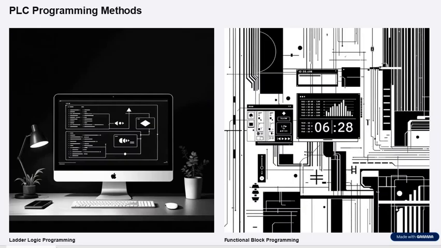PLC programming methods are classified into two types: ladder logic programming and function block programming. The function block program is not in our syllabus. We will focus only on ladder logic programming. The ladder logic program has two rails and intermediate rungs. The rungs have inputs as well as outputs.